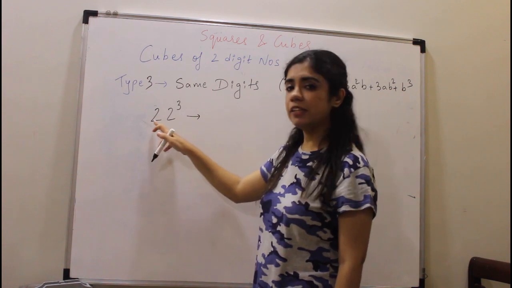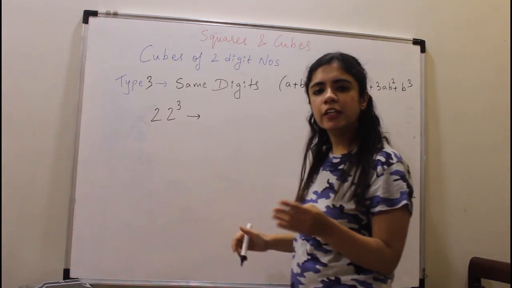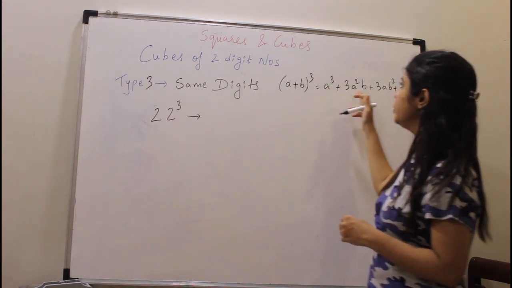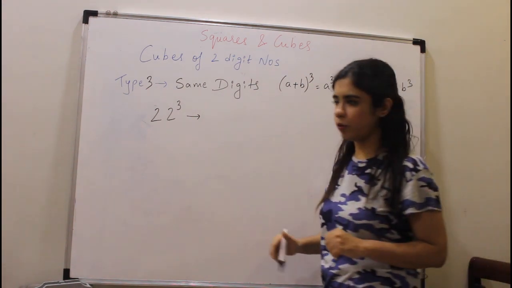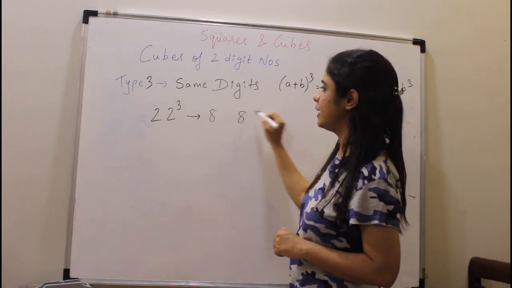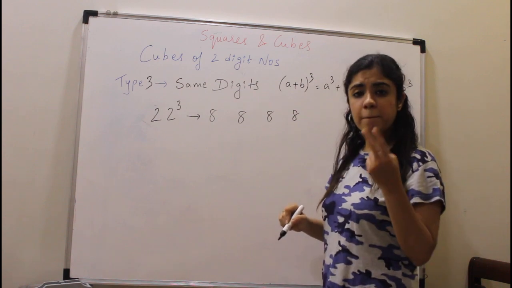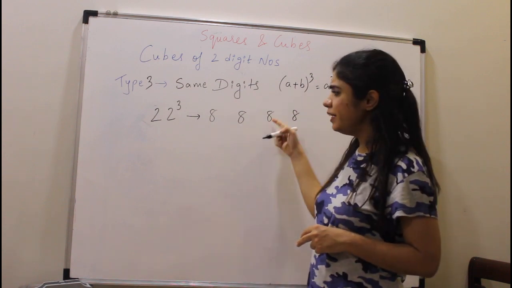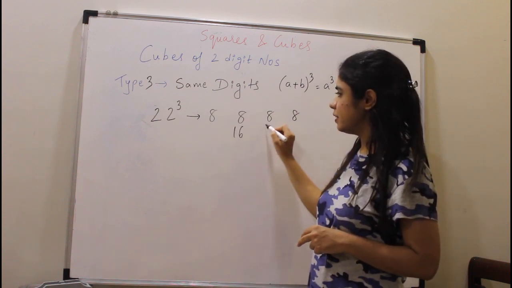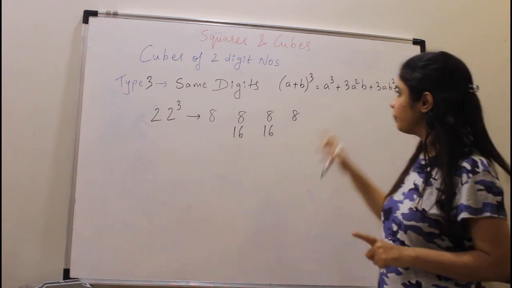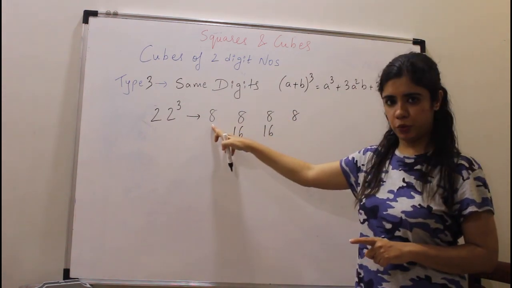First of all, your numbers are 2, 2. You're going to write the cube 4 times because 1, 2, 3, 4. So 2 cube is 8, 8, 8, 8. Middle number का you will double. So this will become 16, this will become 16. Why? First is a cube, which is 2 cube.